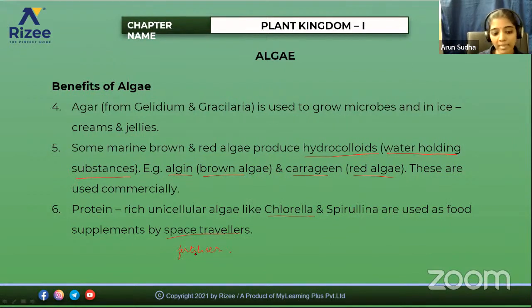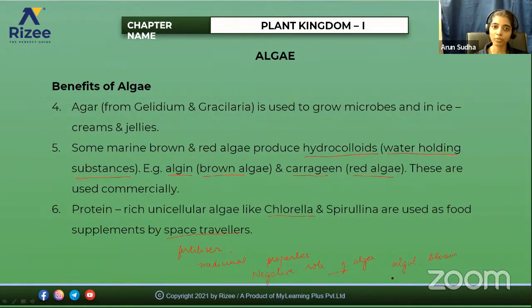And agar has an industrial role, and many algae also have medicinal properties. And there are also other disadvantages, like they form algal bloom. That is the negative role of algae. Too much algal growth makes the water unfit for drinking.